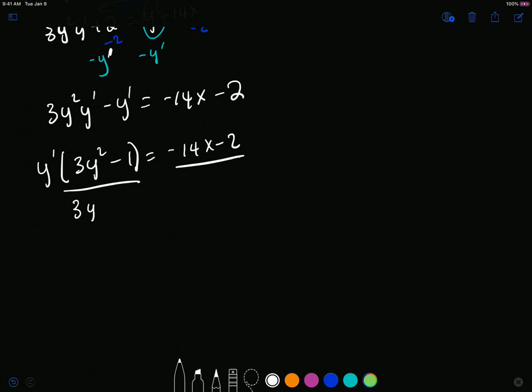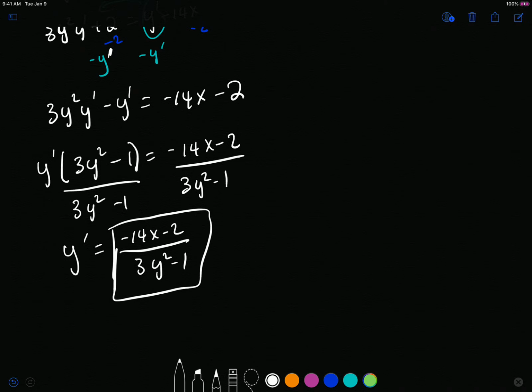Divide by the 3y squared minus 1, 3y squared minus 1, and so my derivative y prime is negative 14x minus 2 over 3y squared minus 1. And this right here is the answer.